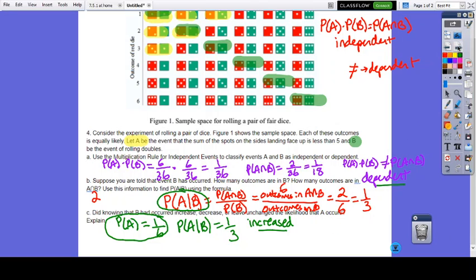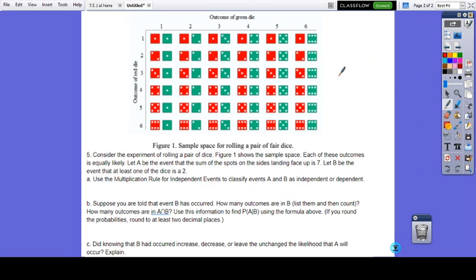If you look at number 5, so using that same set of dice, but I erased everything that I had there. Number 5 says, consider the experiment of rolling a pair of dice. Figure 1 shows the sample space. Each of these outcomes is equally likely. Let A be the event that the sum of the spots on the sides facing up is 7. So A is the event that it's exactly 7. So we want to find the sums of 7. So 6 and 1 is 7, 5 and 2 is 7, 3 and 4, 4 and 3, 5 and 2, 6 and 1. So that's my event A.